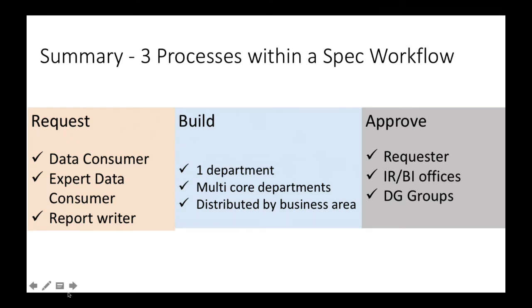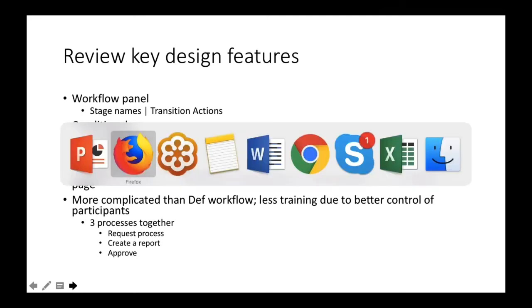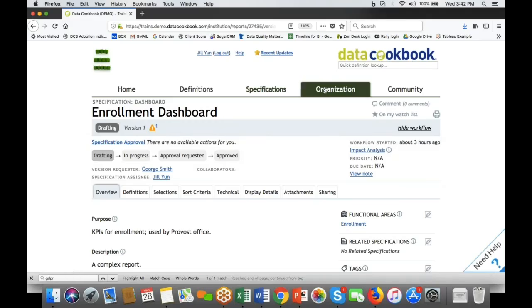Okay, then to summarize some other design features. Some of these I will have covered already in the talk. We talked about the workflow panel and how you can view those stage names and transition actions, and the need to be mindful of: are they clear? Are your participants going to understand what to do? Conditionals, we talked about that, and I showed you an example of a spec type conditional. The selection of the workflow. I touched on that, but let me illustrate that more concretely.